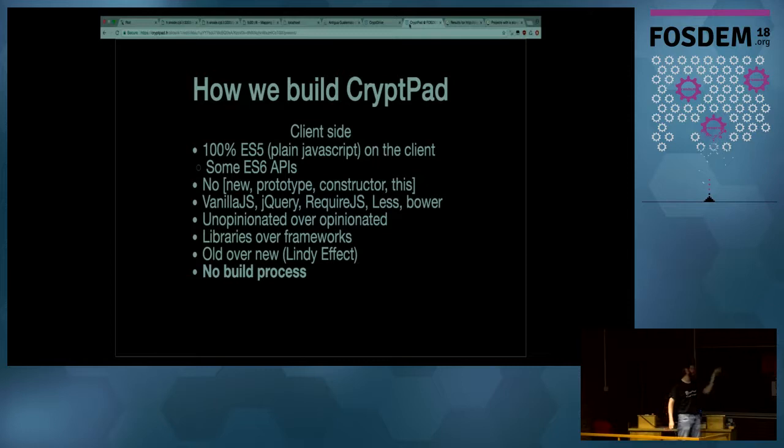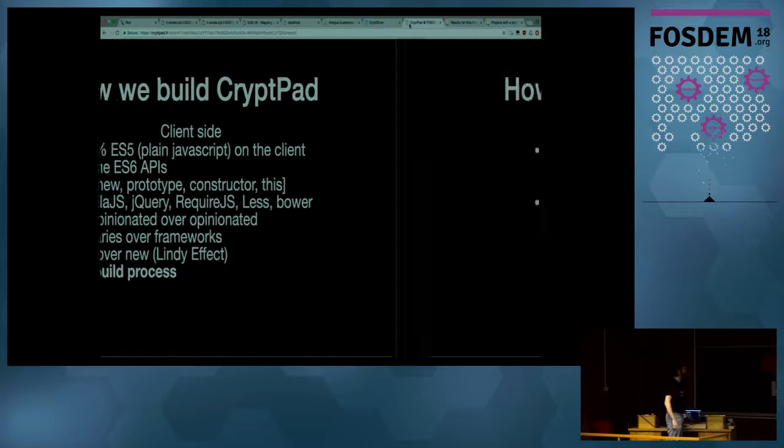We use some jQuery. We use a lot of RequireJS. We prefer unopinionated. We prefer libraries. We prefer old things. And actually, we have no build process. So when we update CryptPad on the Nginx server, we do a git pull and we edit a file with a cache breaker with a version. That's it. That's the release.